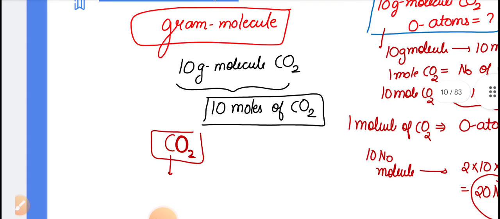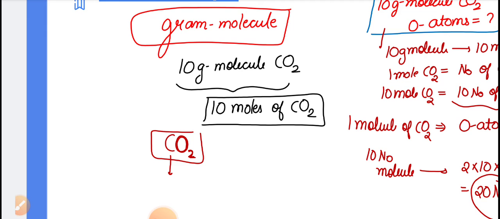Again, gram molecule. In the same case, if the question asks about gram molecule, gram molecule should also be taken as mole. Gram molecule is also nothing but mole. Suppose in the question it was given 10 gram molecule CO2, carbon dioxide. So 10 gram molecule carbon dioxide means 10 moles of carbon dioxide was taken into consideration.